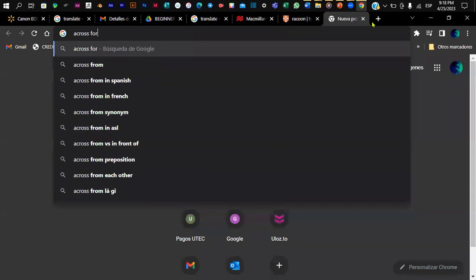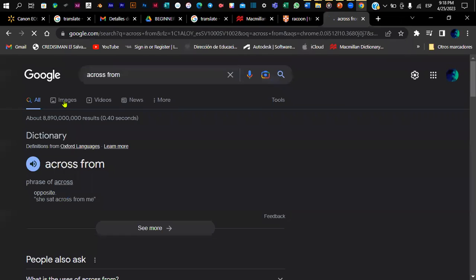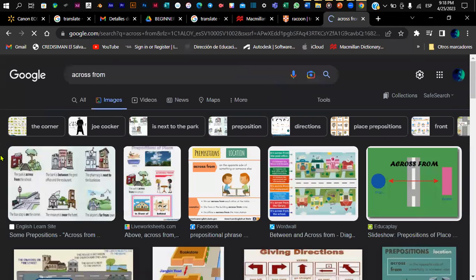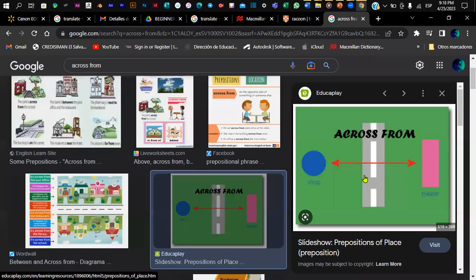Across from with a picture. Let's see what appears. Okay. Here we have a picture. Do you see the blue circle? Yes. It is to the left. It is on the other side. At the other side, correct. Yes, at the other side. Okay. Crossing what? Crossing the avenue.